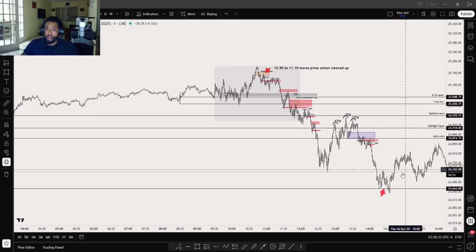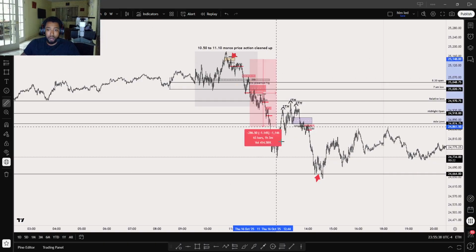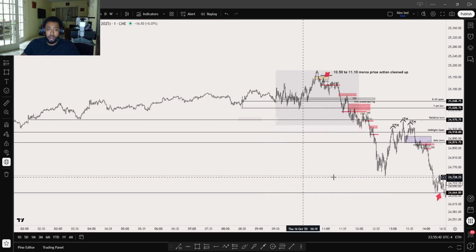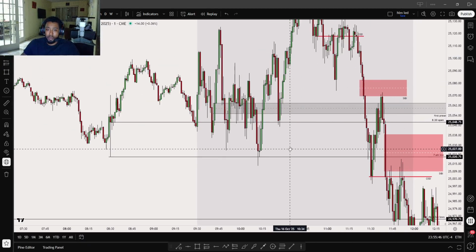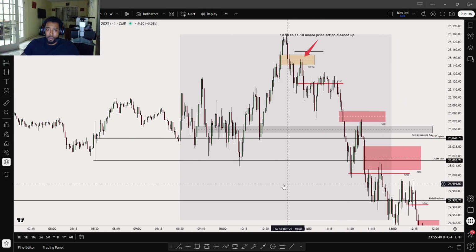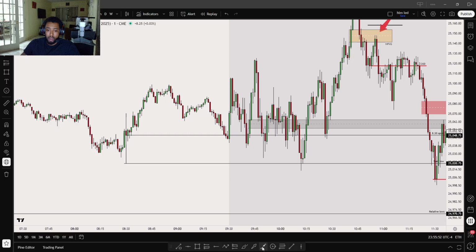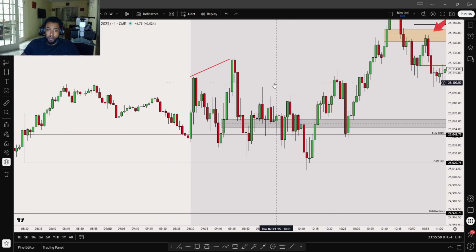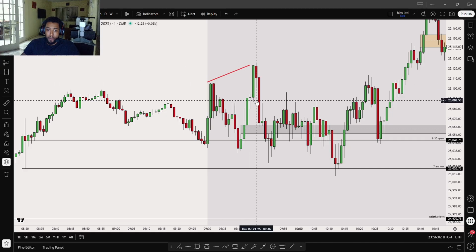Crazy. That's about 400 points. Look at that, 500 points. That's crazy. So let me show you my 2 losses that I took. We got an SMT with ES and NQ with this high right here. Got an SMT. Come down.